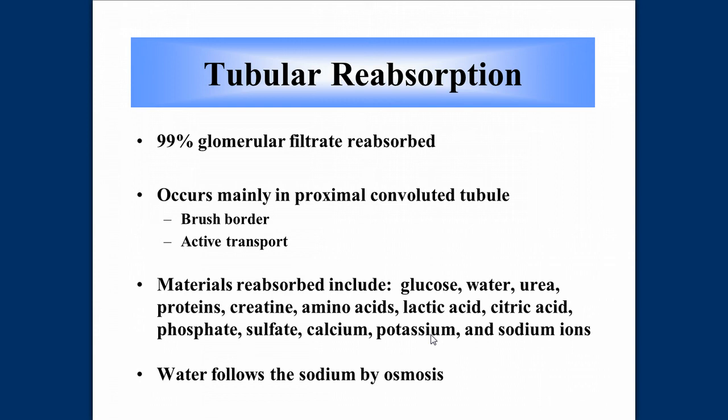And so also urea, proteins, creatine, amino acids, lactic acids, citric acids, phosphate, sulfate, calcium, potassium, and sodium. We're going to mention lactic acid and citric acids. These are high in hydrogens. The definition of an acid is a high concentration of hydrogens as opposed to hydroxyl ions, and we'll look at that again in just a minute, but note that it would be fairly acidic here.